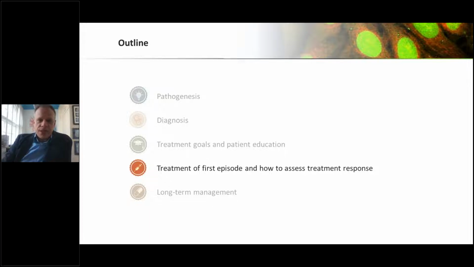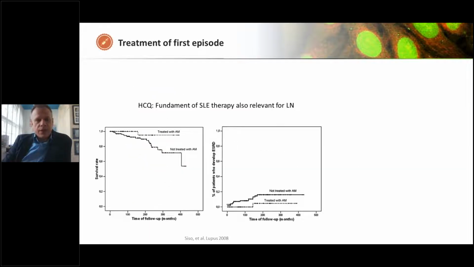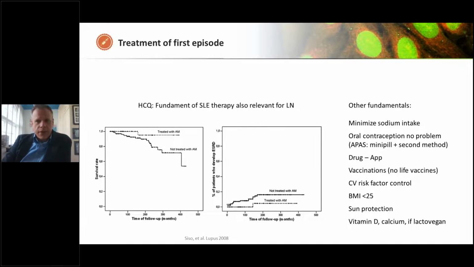Okay, the treatment of the first episode I want to make brief, because I think Mark will speak about that, as Stephen will. Only a few points. Antimalarials are essential for people with lupus nephritis, because they are drugs that have been shown to improve mortality and flare rates, and that's why there is great evidence for antimalarials. There are other fundamental things to talk about.